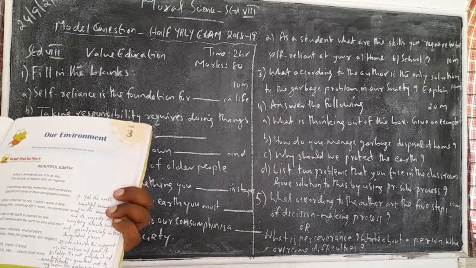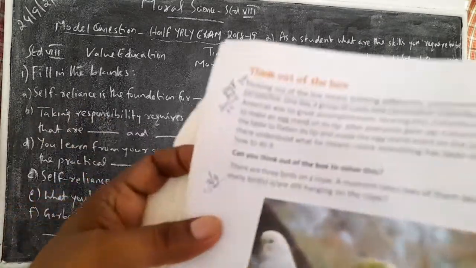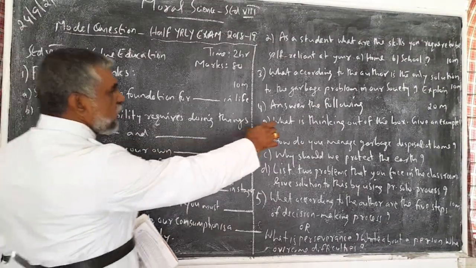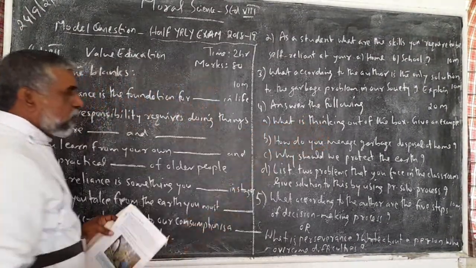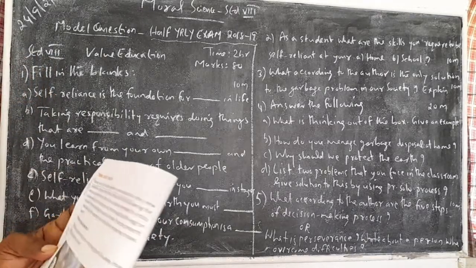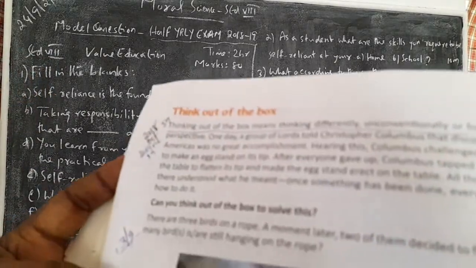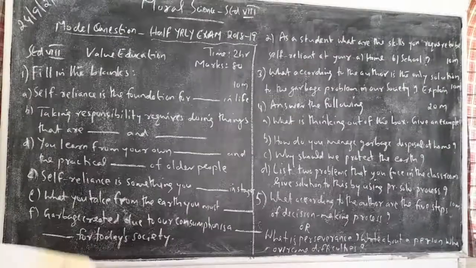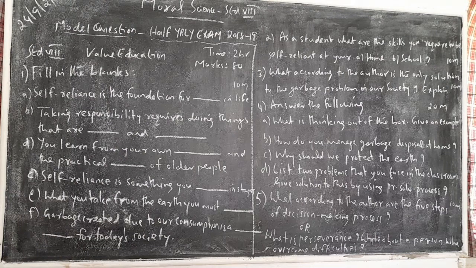Okay. Then think out of the box. This is also important. The question is here: what is thinking out of the box? Thinking out of the question. Then 3 beds are in a wrapper. What do you think about it? Okay. Then Unit 3, our environment.